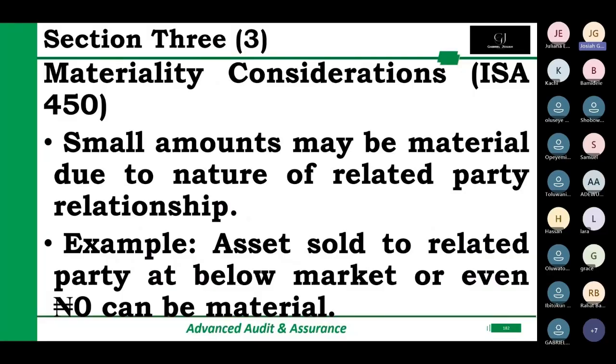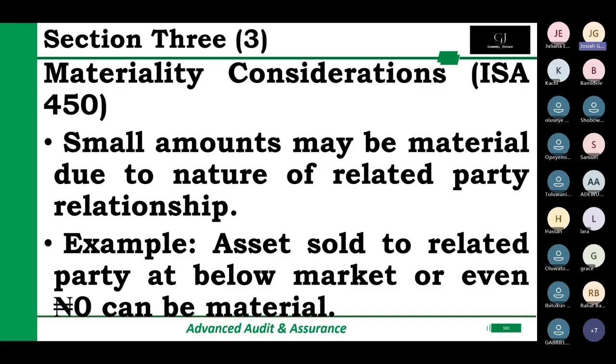So based on materiality considerations, the auditor needs to be guided by ISA 450. Small amounts may be material due to the nature of the related party relationship. So small amount, talking about the son of the MD or the son of the chairman providing service. It could be a small amount, but then it could be material because it's the son that is providing that service. For example, assets sold to a related party at below market or even zero can be material. How can you sell an asset of the company to your son or to your son's company or to your wife's company? It's not in the amount, it's in the transaction itself.